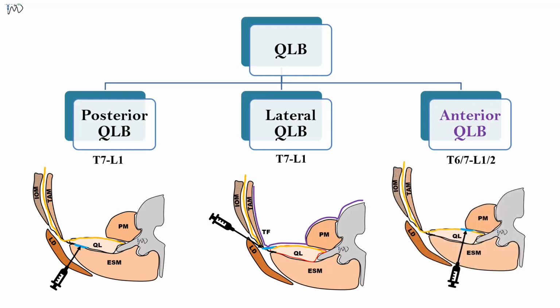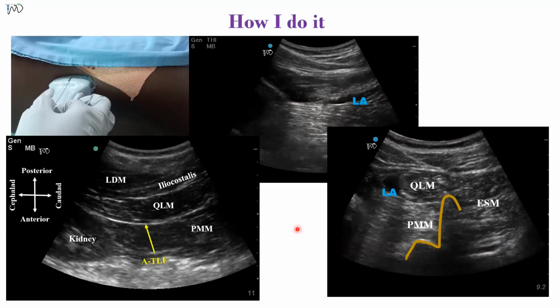In anterior quadratus lumborum block, the local anesthetic is deposited in the plane between quadratus lumborum and the psoas major muscle. I do practice anterior quadratus lumborum block, which can be performed by shamrock approach or subcostal approach. I prefer subcostal approach because it can be imaged very easily by placing a curvilinear probe in a parasagittal orientation just below the costal margin behind the posterior axillary line.